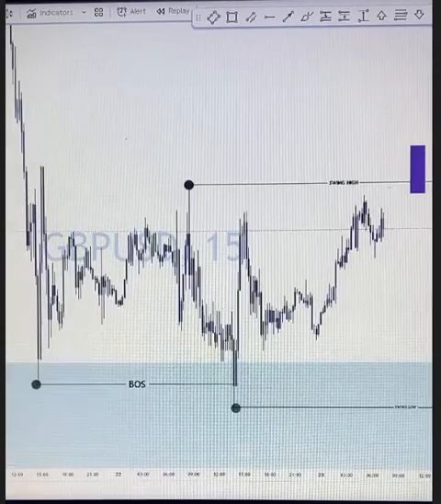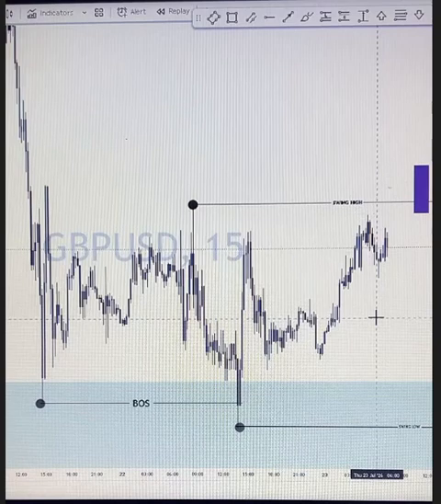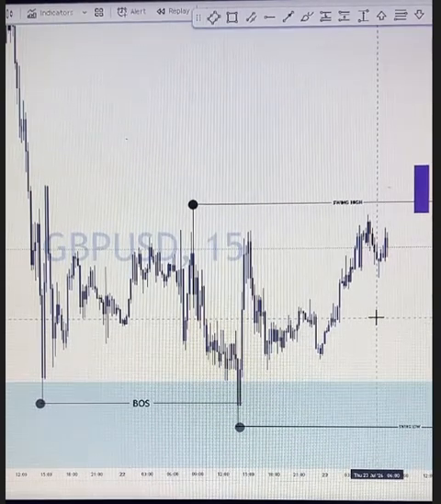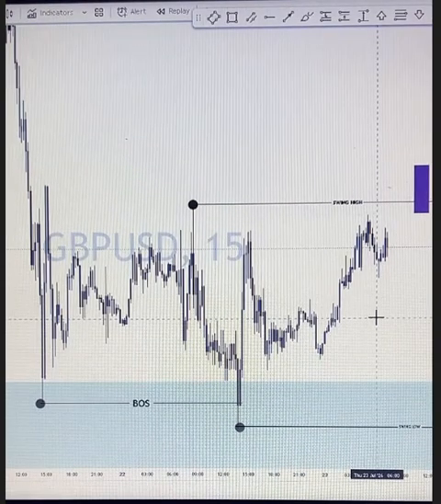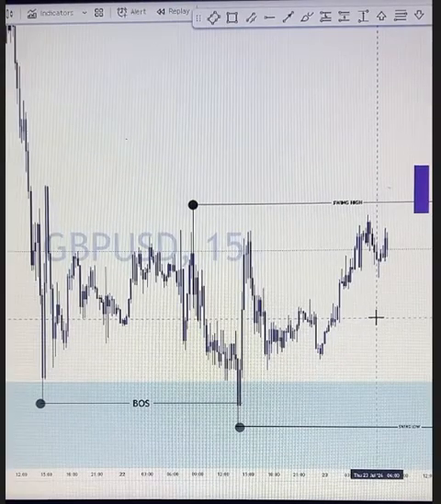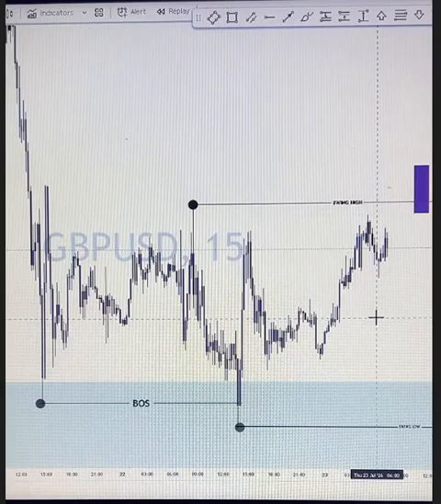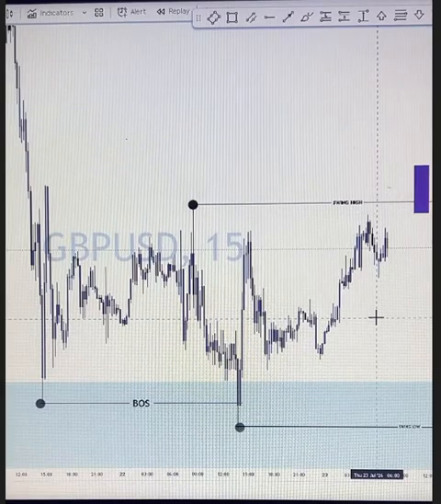Let's go, guys. You see what I'm teaching you right now? If you don't understand market structure, it will be very difficult for you to understand. That's why I take my time to simplify it. You need to understand market structure and time frame alignment for you to be able to do what we are doing right here.